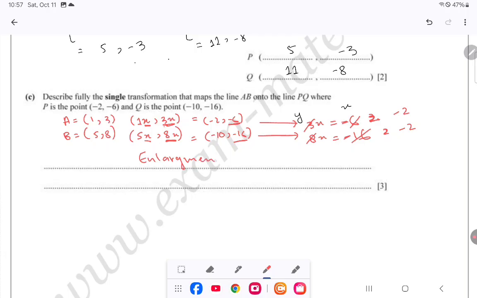Enlargement by the factor negative of 2 with origin. And what is the origin? Origin is 0 comma 0. So that's how we calculate the enlargement. X is representing the enlargement, and it is proved by both points A and B.